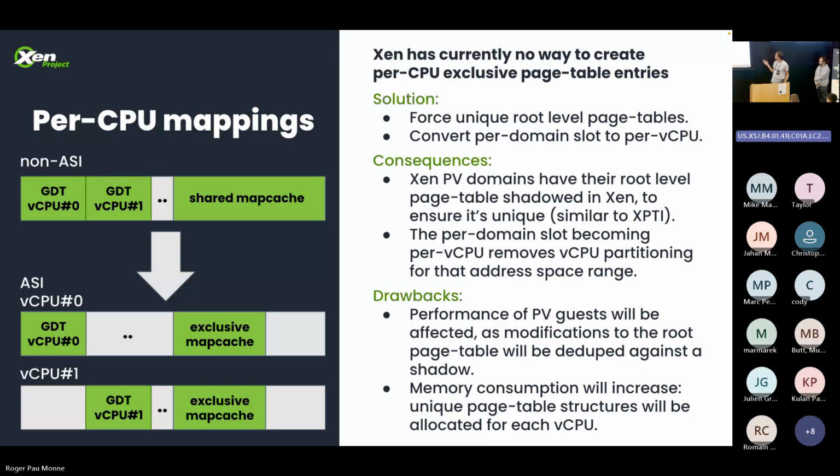And as I mentioned, this is only because of PV guests. HVM guests always have a per-vCPU root page table. That means that each HVM guest vCPU has a different root page table, so that's not a problem. If you run only HVM guests, you don't need to care about shadowing the root page table.